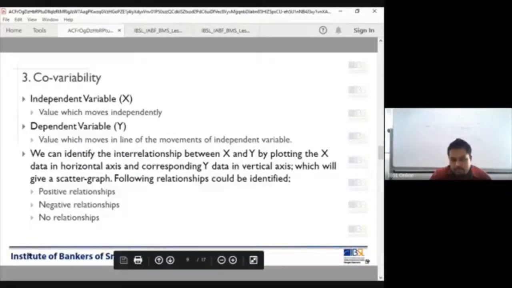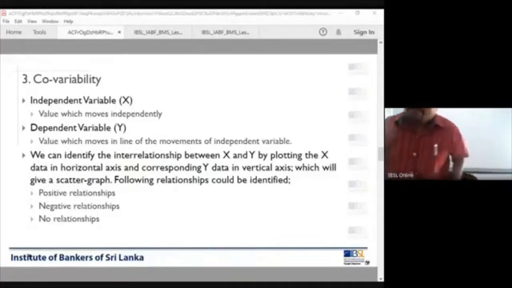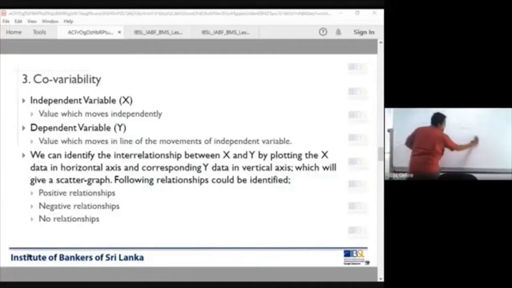Let's go back to the board and take a moment and see what a scatter graph is and what sort of relationships we could denote from it.